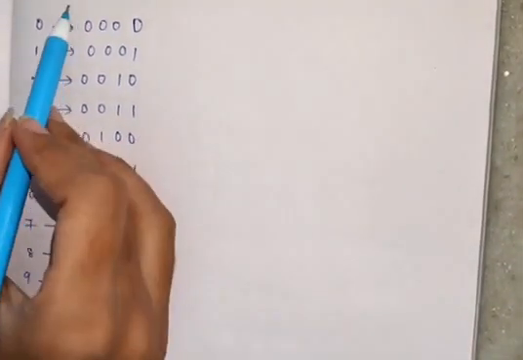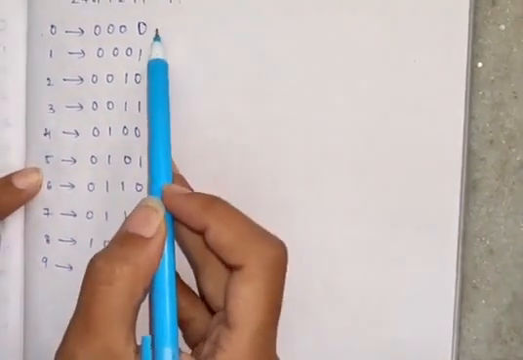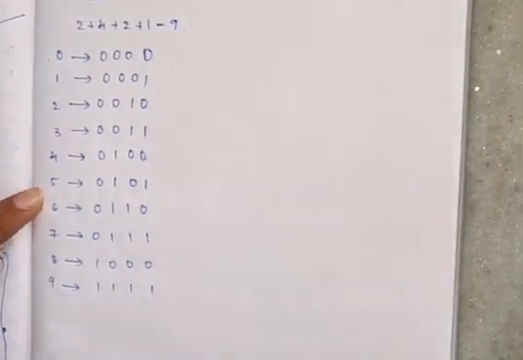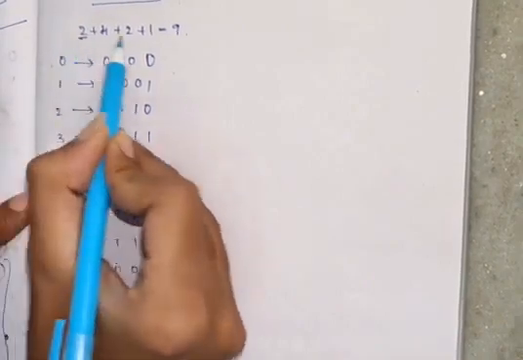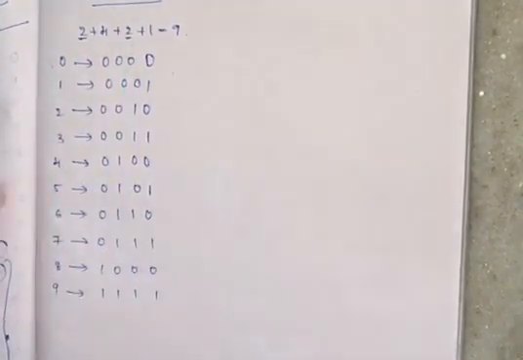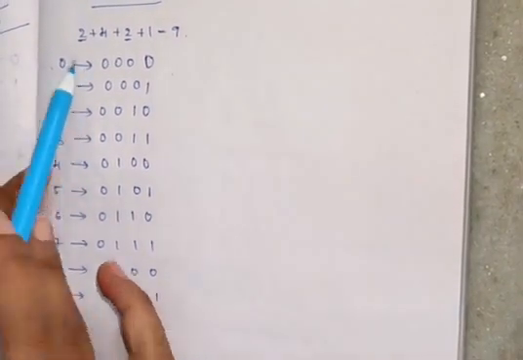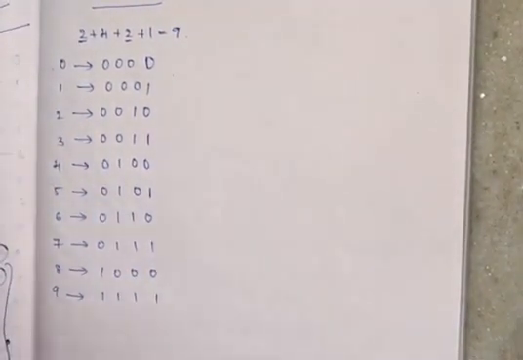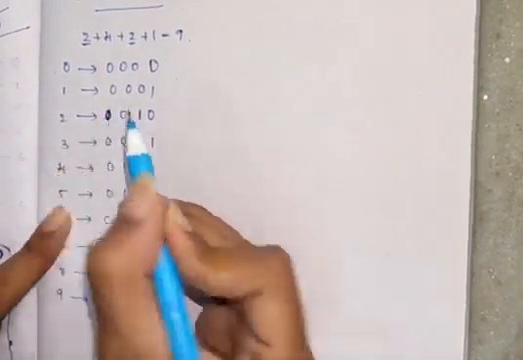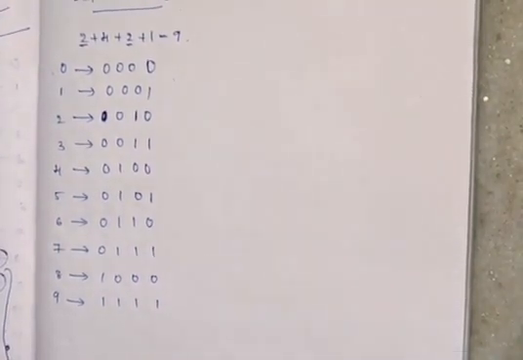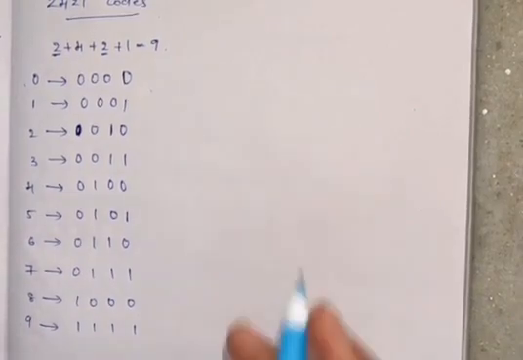Now these are 0 to 9 decimal numbers represented in binary 2421 codes. Here there are two 2's present in 2421 codes, so we may doubt how we can represent 2. Because two 2's are there, we can write the 1 here or here, that is our wish. You can write in any way, it does not go wrong.